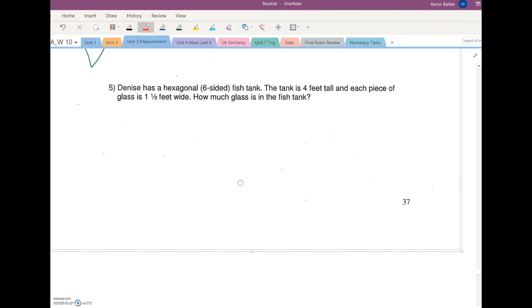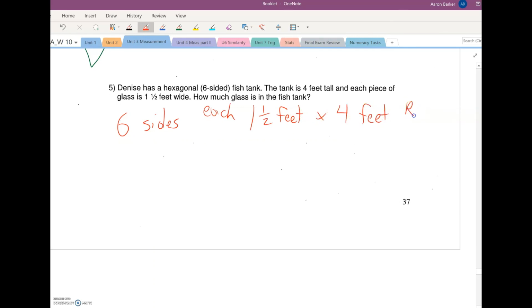So really, you have a hexagon, 6 sides. So it'll be 6 sides, and then each is 1½ feet by 4 feet. Rectangles. Okay, so you have 6 of those. And for 1.5, what would you use? Go to the decimal. 1.5 times 4. And remember there's 6 of them.